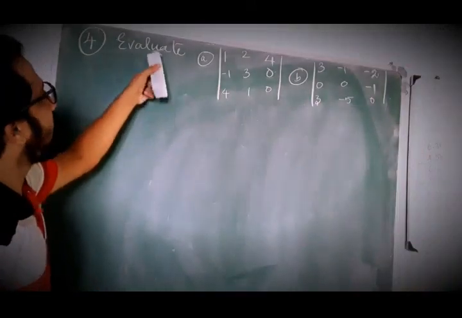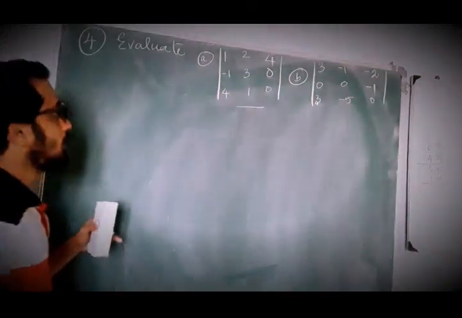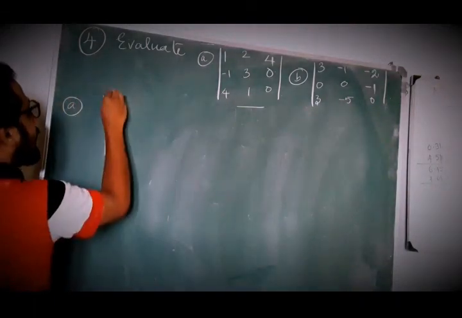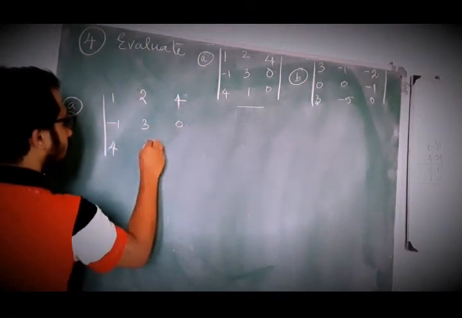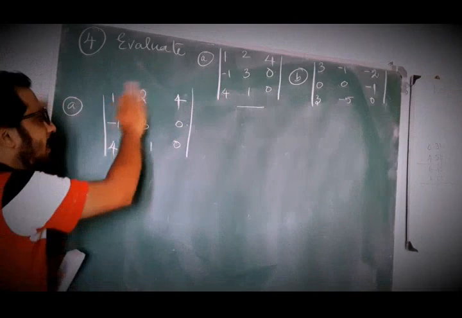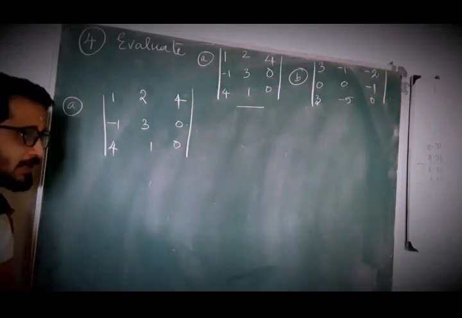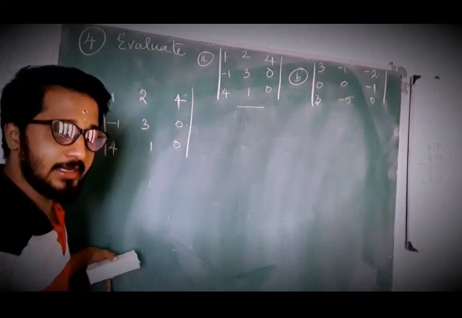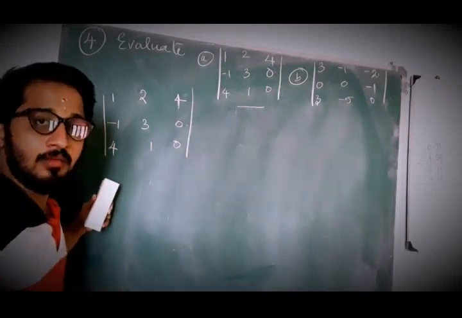Fourth question, evaluate the following determinants for 3 by 3 matrices. First question, A: determinant 1, 2, 4, minus 1, 3, 0, 4, 1, 0. Before starting this problem, the given matrix is a square matrix, right? So that we can find the determinant. That means for every determinant, the matrix has to be square. If you want to find the determinant, the matrix has to be a square matrix. Since the given matrix is square, I can find the value of the determinant.